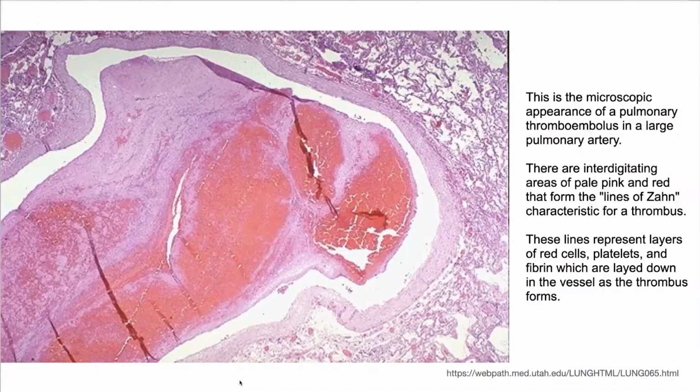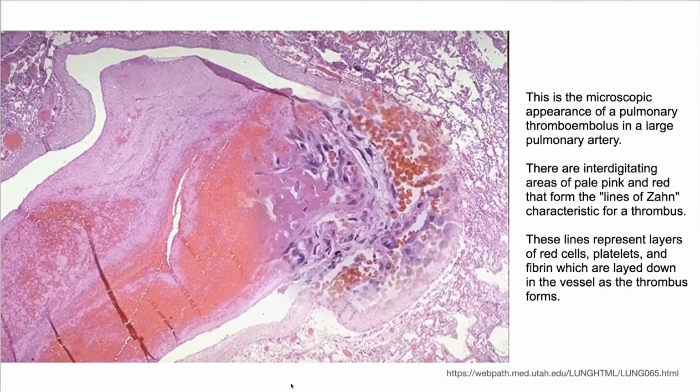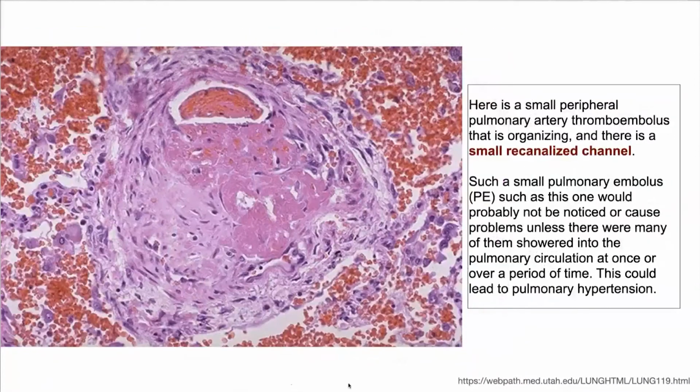You can see, I remember from your thrombosis lecture, the lines of Zahn. This is what you call the lines of Zahn, with pink and darker red areas. This is a more organized thrombus, and you can see here there's a recanalization. This is an old thrombus, probably in a medium or small size artery.